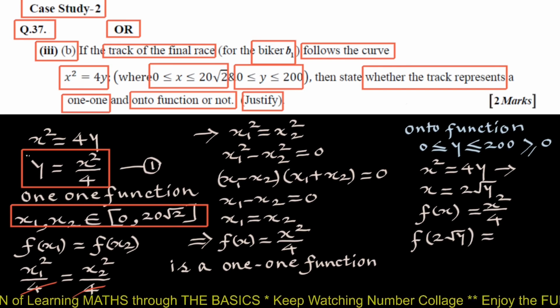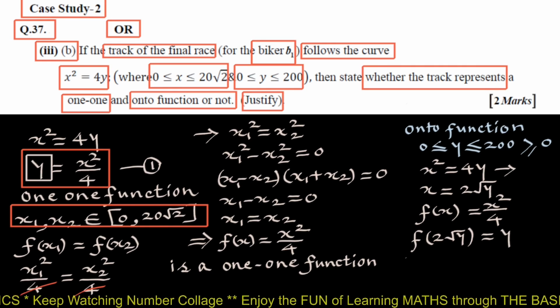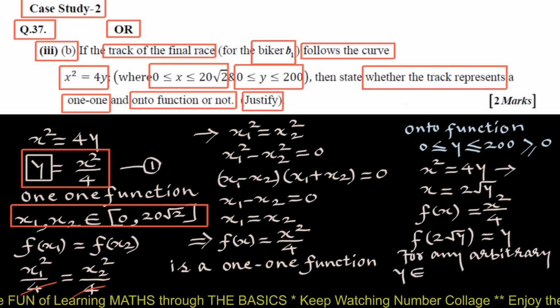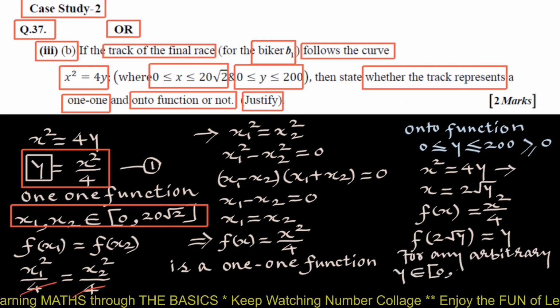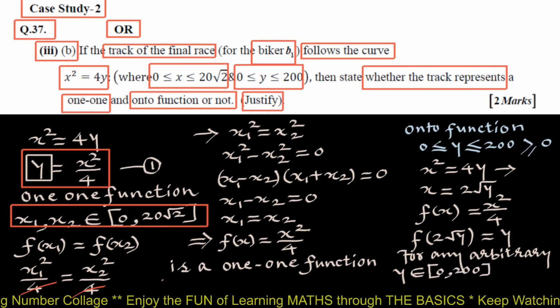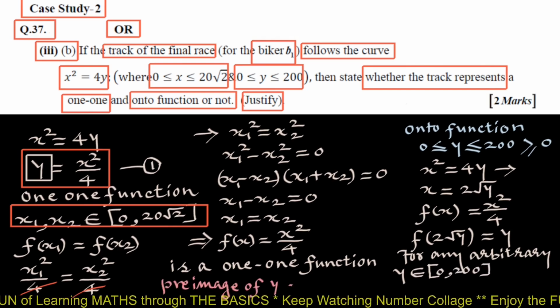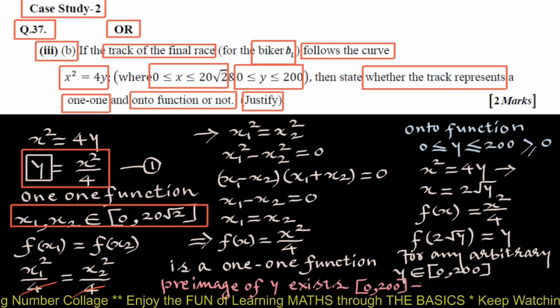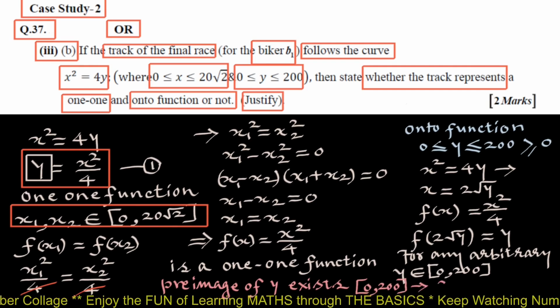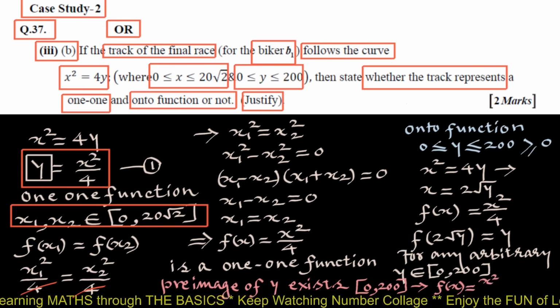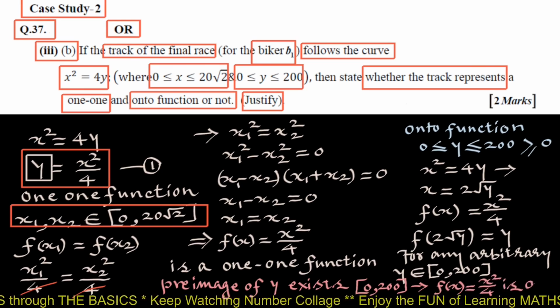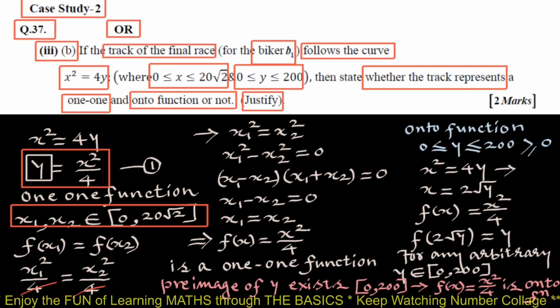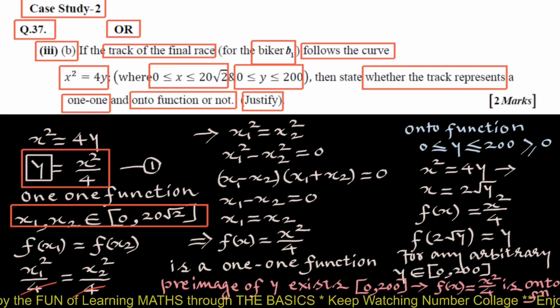Now here, for any arbitrary y belonging to closed interval 0 to 200, pre-image of y exists in closed interval 0 to 200. Hence, we conclude that function f of x, x square upon 4, is onto function. So the track function is both 1 and onto.